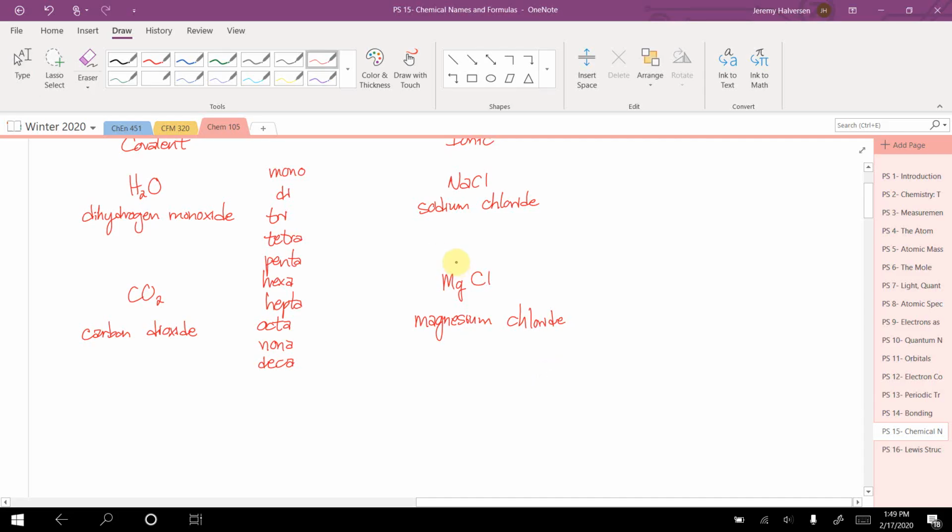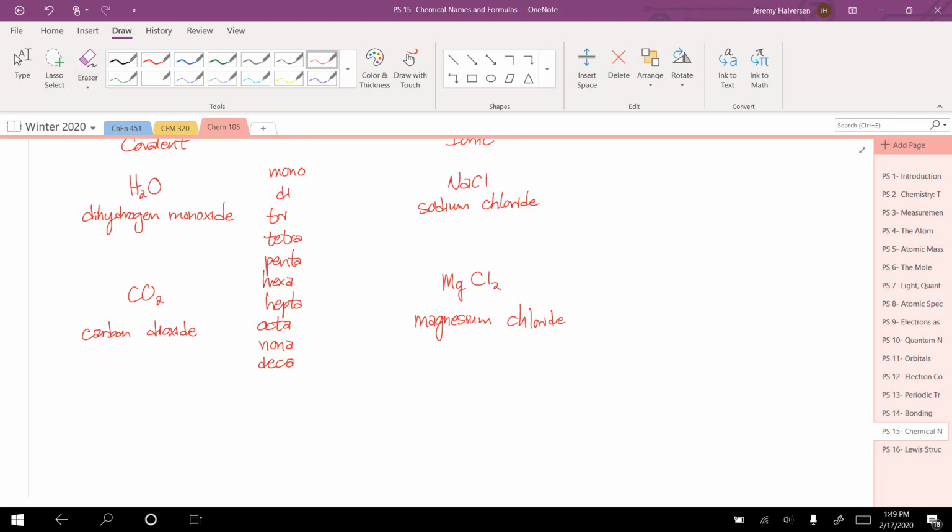So if I have magnesium 2+, chlorine 1-, how many of each do I need to be neutral? Well, 1 magnesium and 2 chlorines, because if I have a 2+ and I have 2 1-, that balances out to neutral. So magnesium chloride.